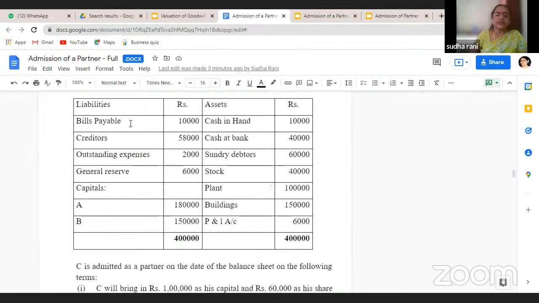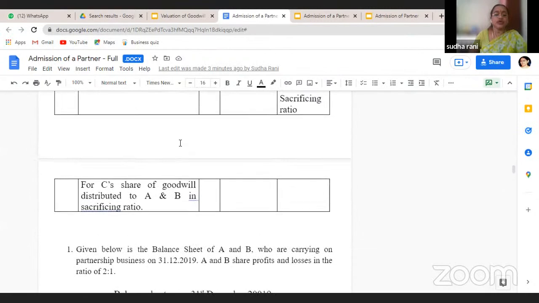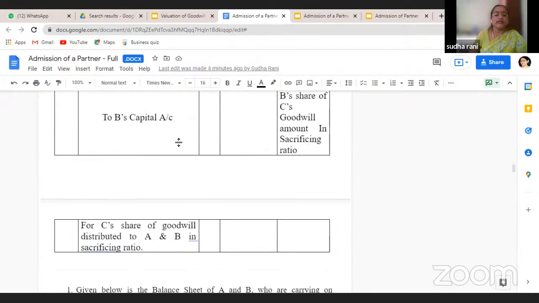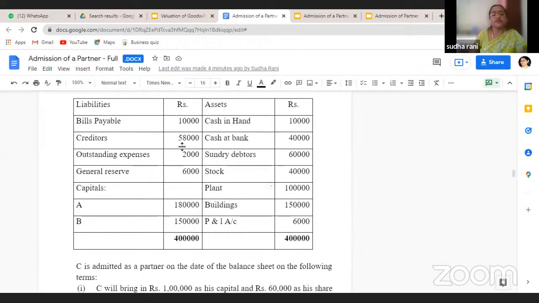Say, for example, bills payable, we did not touch anything, so bills payable will be taken as it is. Outstanding expenses, not touched anything, so we take as it is. But creditors, we have taken in the revaluation account as an increase of value. So to the given creditors, you should add and take. Creditors 58,000, increased 1,000, so 59,000 you should take in the new balance sheet.